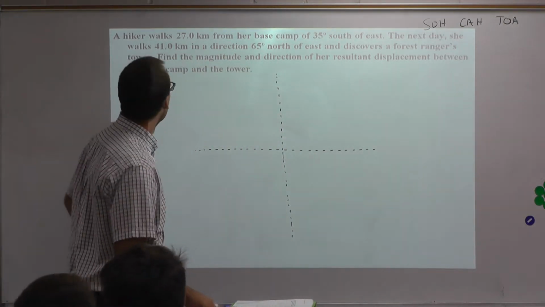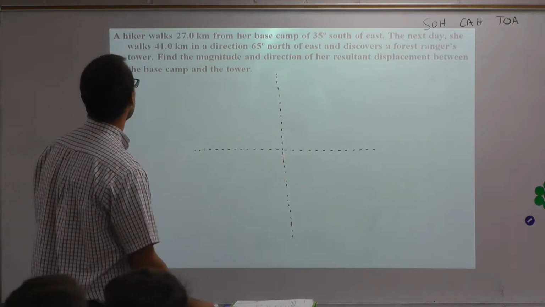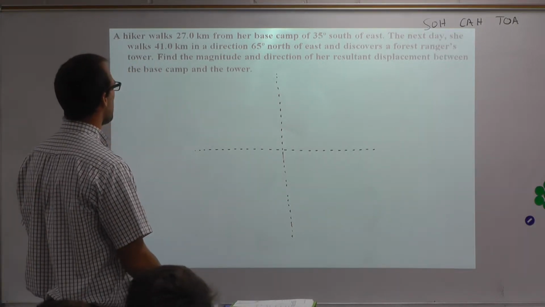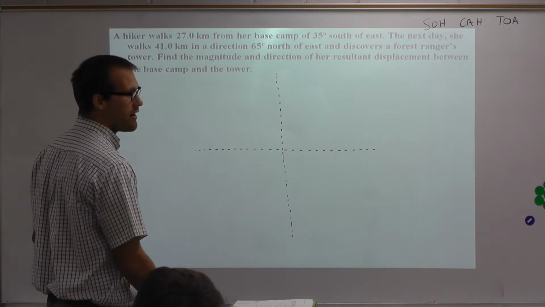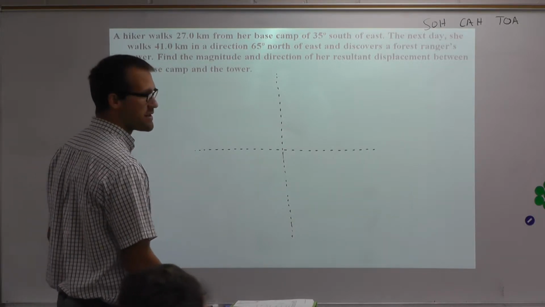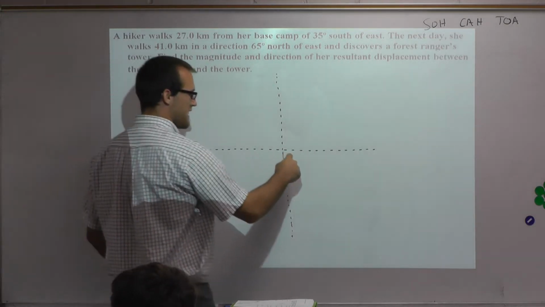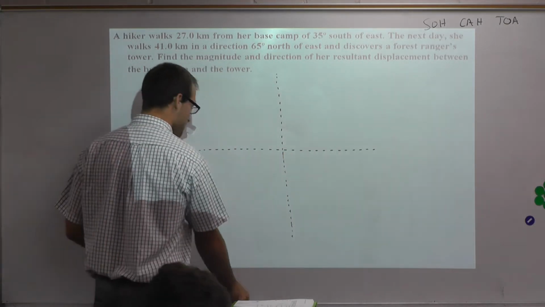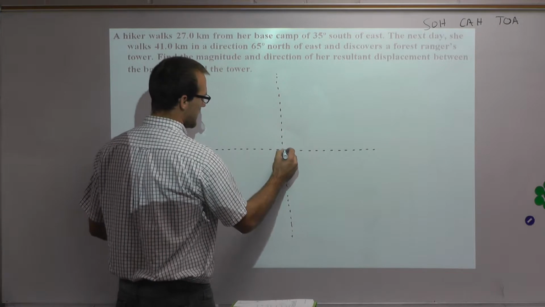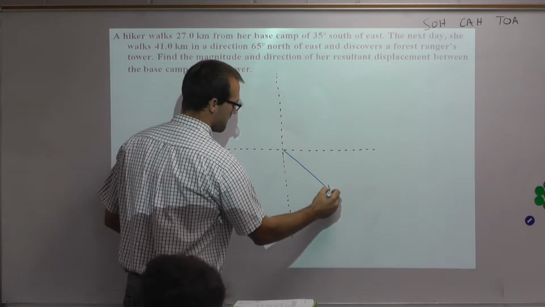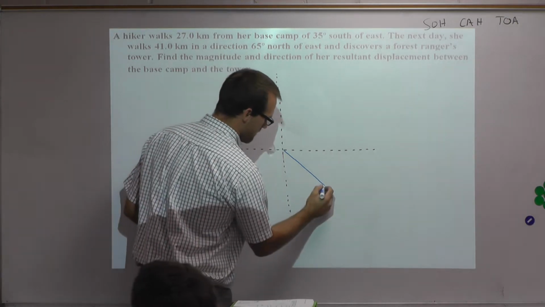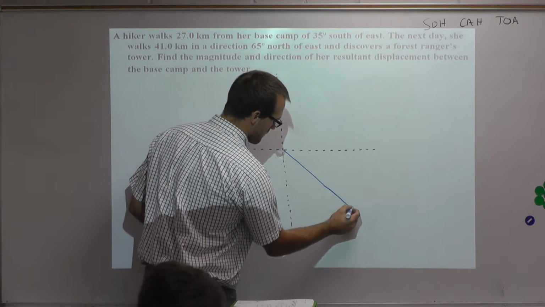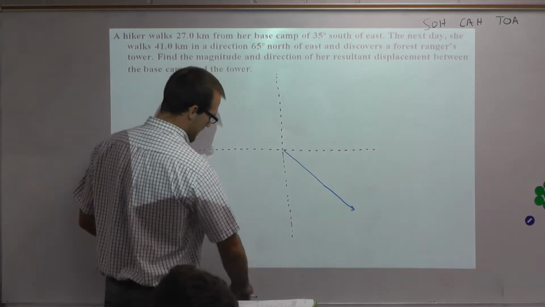Okay, a hiker walks 27 kilometers from her base camp at 35 degrees south of east. Where is south of east? South of east is quadrant 4. East, south of it. Quadrant 4. It's right there. I'm gonna make it longer just for clarity. I do everything with dotted lines, except for that one line.